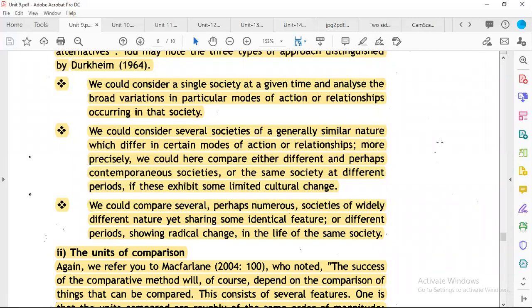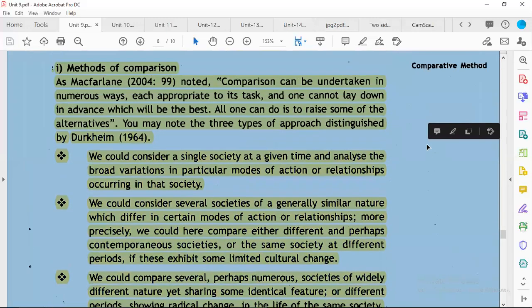So if someone wants to use the comparative method, he or she can take a single society. He or she can compare the societal parts of that specific single society. That is the first method.